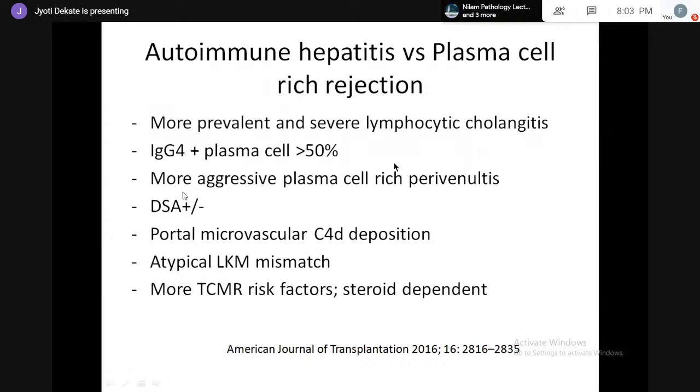Some of the salient features I have quoted here from this particular article. The number of IgG4-positive plasma cells is higher in cases of plasma cell-rich rejection. There is more prevalence of lymphocytic cholangitis in cases of plasma cell-rich rejection, and one may see C4d positivity in the portal microvasculature.